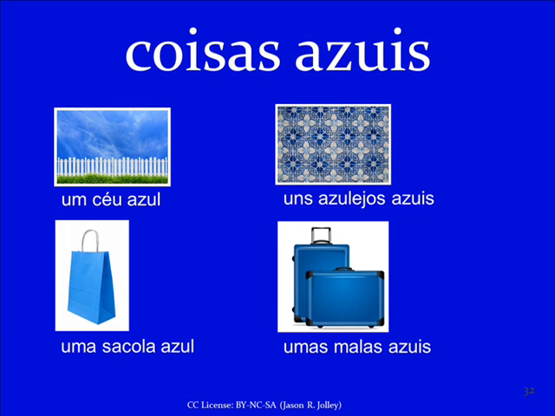Blue things. Look for the different looking plural here. Coisas azuis. Remember the singular is azul. Plural, azuis. Céu azul, blue sky. Blue tiles, azulejos azuis. Uma sacola azul. Umas malas azuis.